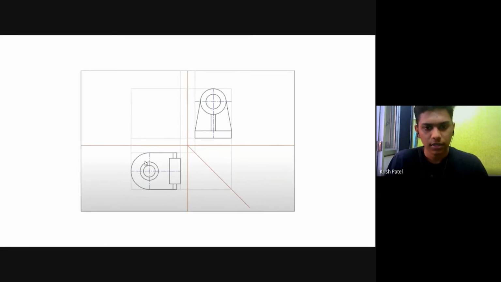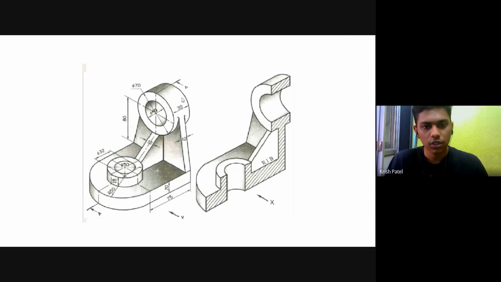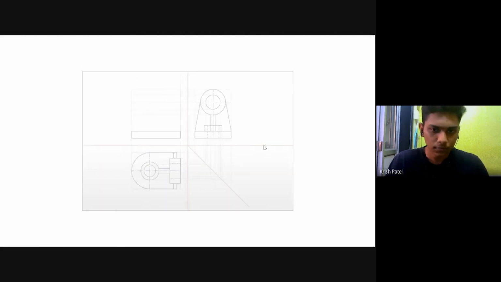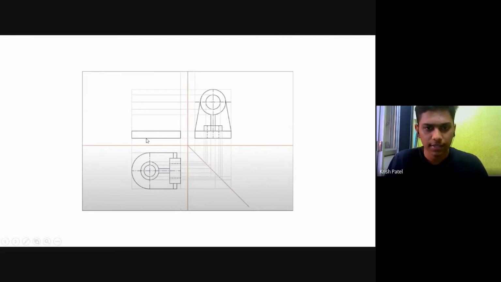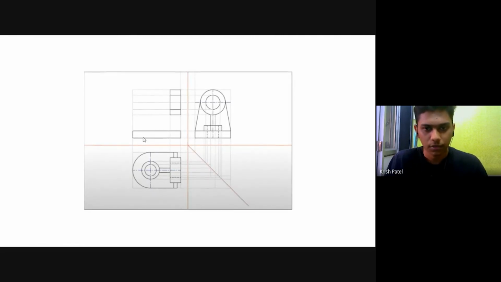Now we'll take the projections of this top view into the left hand side view. Now for the sectional front view, we'll have to cut the diagram in half, so that this is the representation of the sectional front view. For that, we'll have to create a base which is 20. We'll take the projection from the left hand side view into the sectional front view.